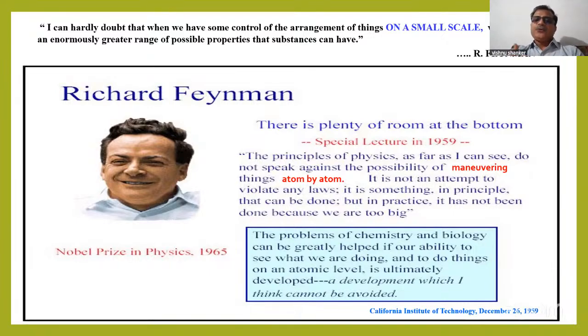If you can go atom by atom, assemble the atoms and make molecules which control themselves and show unique properties, that is a great opportunity. This great scientist delivered that lecture, and he got the Nobel Prize in 1965.